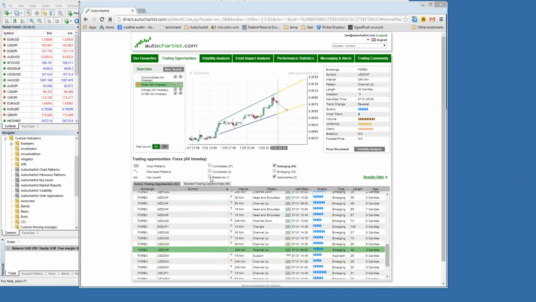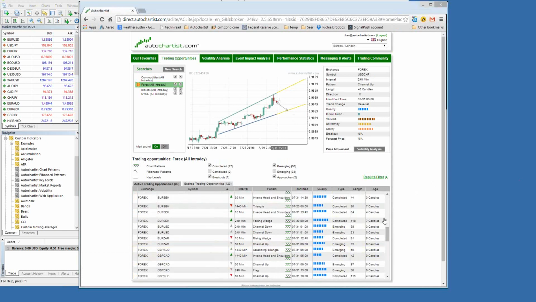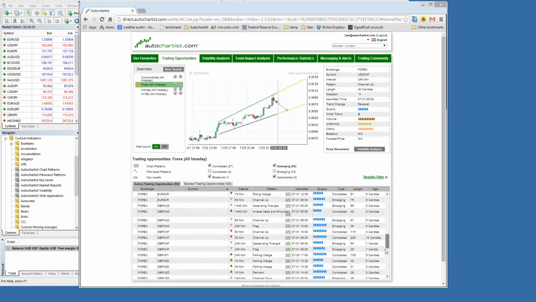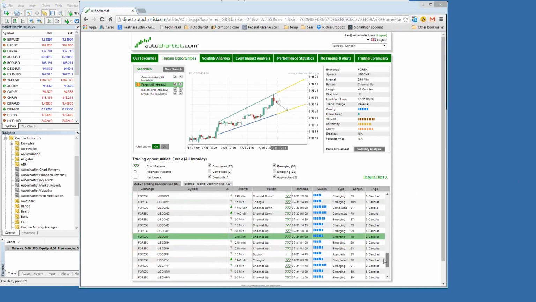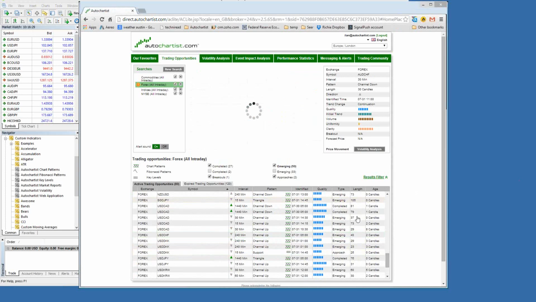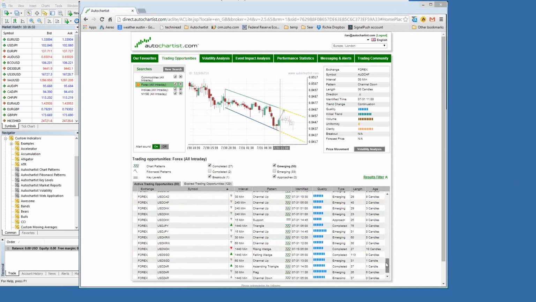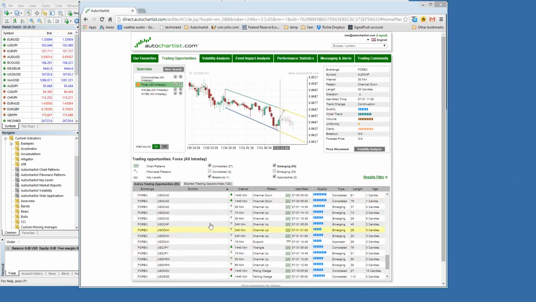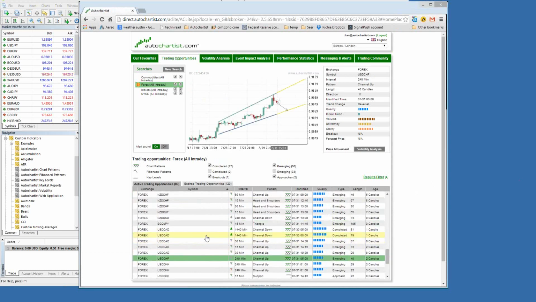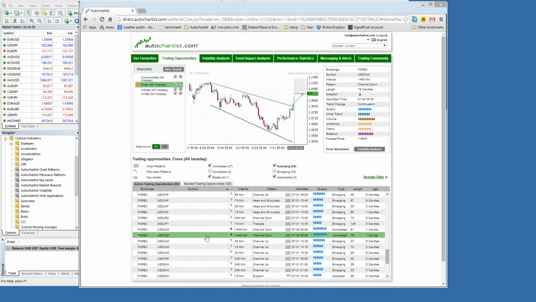Oh, sorry, I haven't shown all the patterns. Apologies for that. US dollar Swiss franc. Sorry guys, I'm just trying to find the thing that Oscar is talking about. So I don't have anything in US dollars. I have something in US dollar CAD. Okay, maybe this is the thing that Oscar is talking about, this US dollar CAD example on daily.